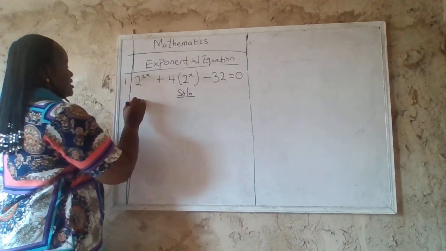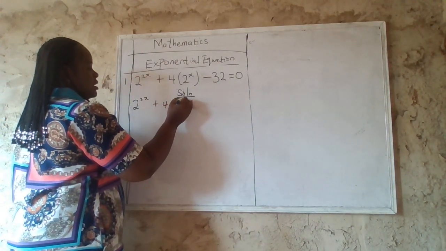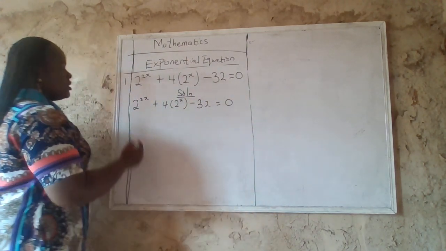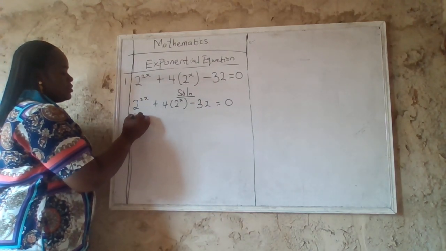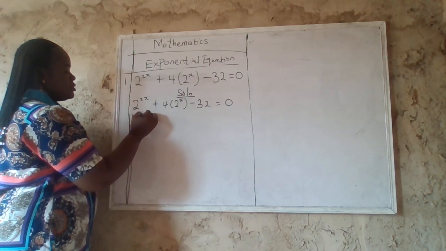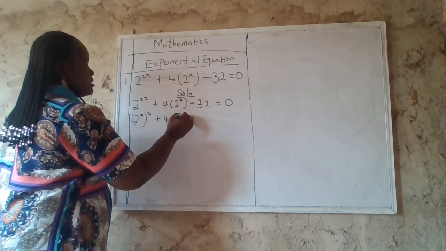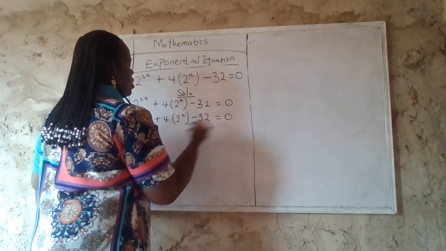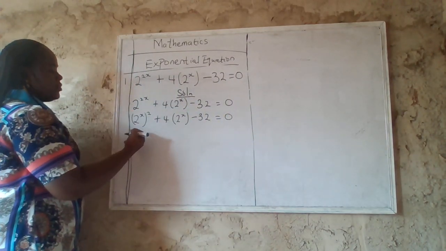So to do that, let's write the equation: 2^(2x) plus 4 in bracket 2 raised to the power x minus 32 equals 0. Now, applying our law of indices, we have that 2 raised to the power 2x is the same thing as 2 raised to the power x, all raised to the power 2, plus 4 times 2 raised to the power x minus 32 equals 0. Observe that I did not try to do anything here.